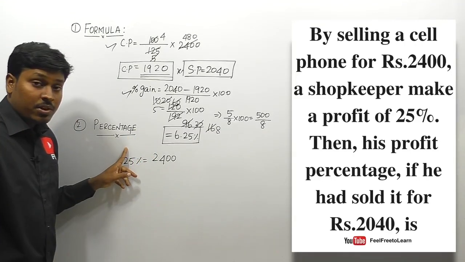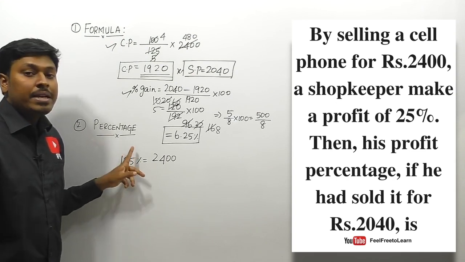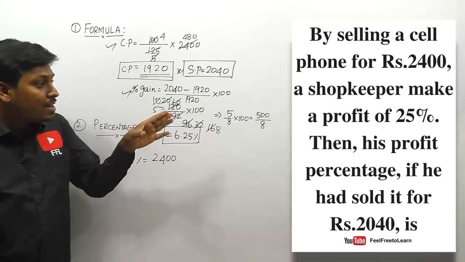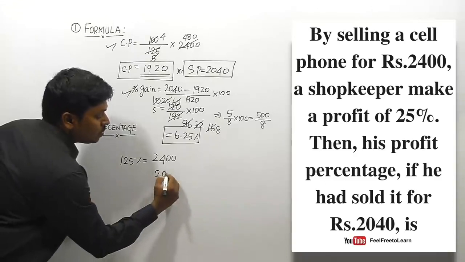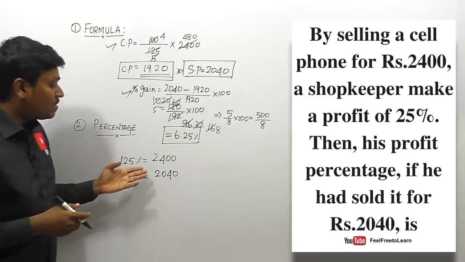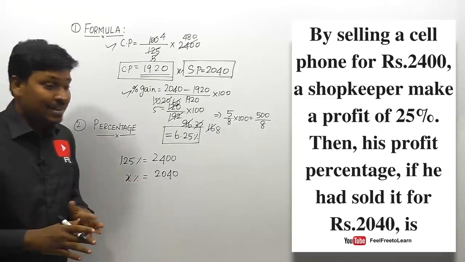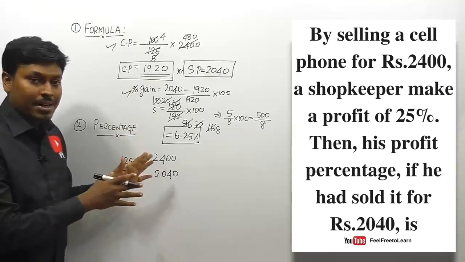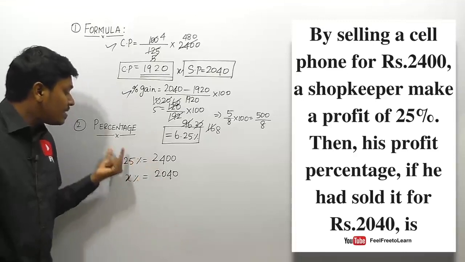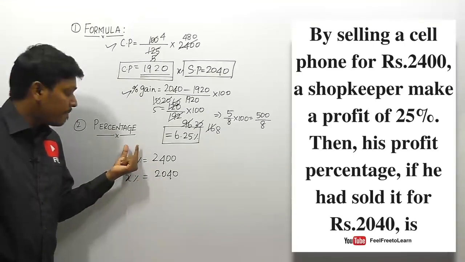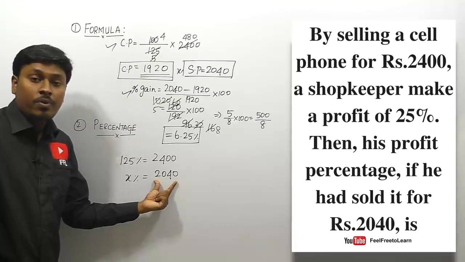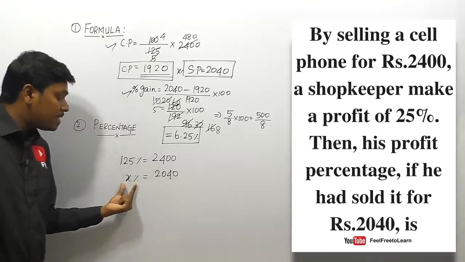So friends, 100% cost price, 25% profit. So 125% will be the total amount that he sold the phone for, 2,400 rupees. If he wants to sell the same mobile phone for 2,040 rupees, we need to find how much profit it is. That's it. If you cross multiply and cancel, you can easily get the answer. It's the easiest trick, but learn both the methods, right? So friends, 125% is equal to 2,400. This 125 is 100% plus profit 25%. So if he sold the mobile phone for 2,040, we need to find how much percentage he gained.